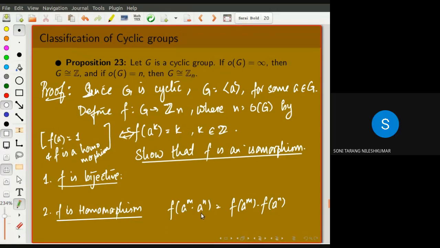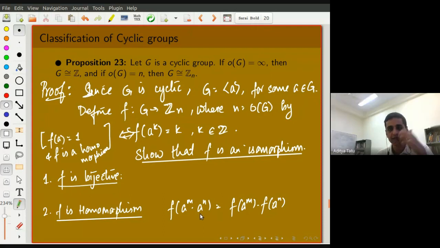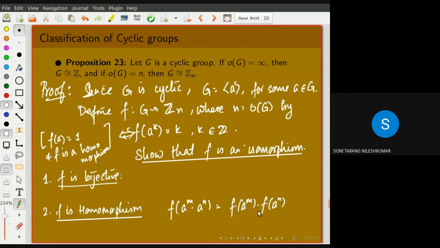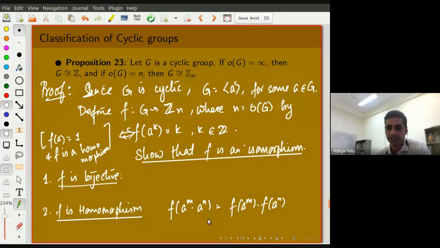Sir, I was asking for any general group, any general homomorphism. Right. So in that case, let's say a1, a2 are two arbitrary elements of the group. Then you have to show f of a1 a2 is equal to f a1 times f a2. Okay, sir. Okay, so then I can do it. In this specific case, it becomes much easier. Okay?